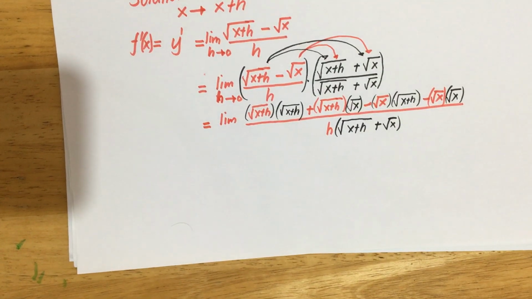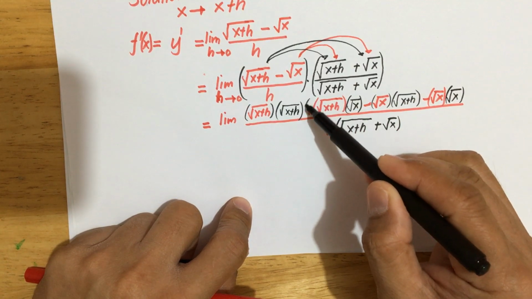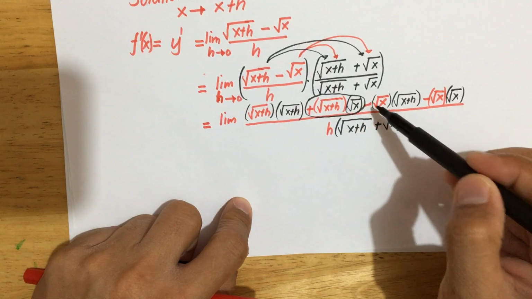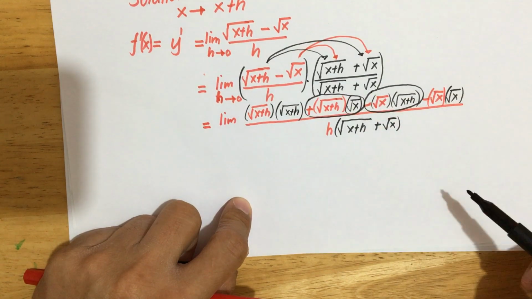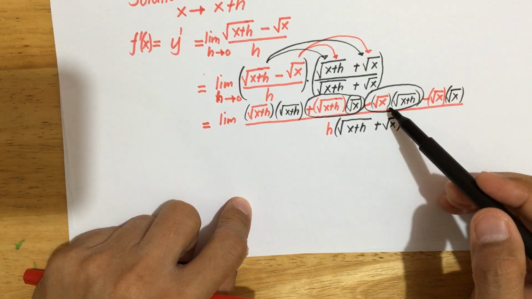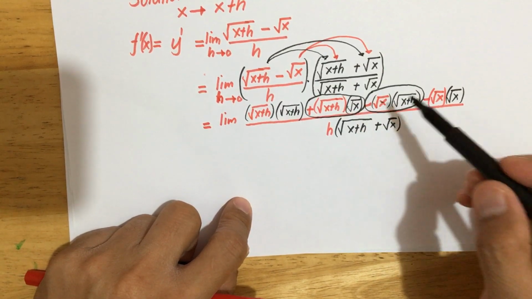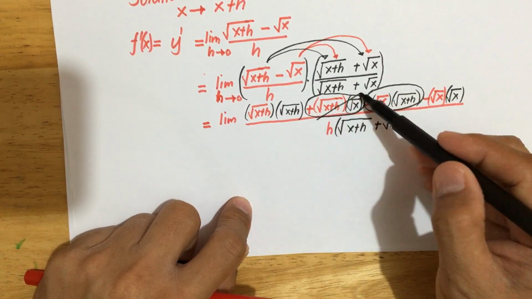Okay, now if you look at the first term, the second term and the third term of the numerator, this is positive square root of x plus h times square root of x, then the other one is you have negative square root of x, this is just the same, multiplied by square root of x plus h, so this one becomes 0.